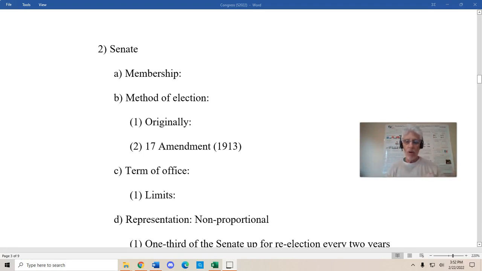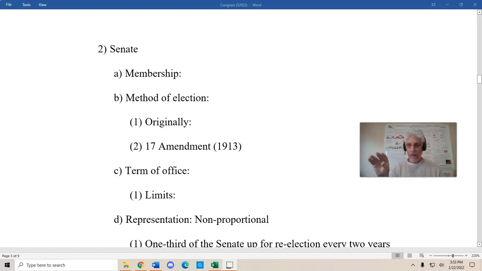Originally, the way it worked is that people in the states would vote for their state legislators, not the legislators in Washington, D.C., but the state legislators. For example, we have a state legislature in California, in Sacramento. The way the Constitution originally was designed, we voted for our state legislators, and then they selected our senators. So that's why we call it indirect election.